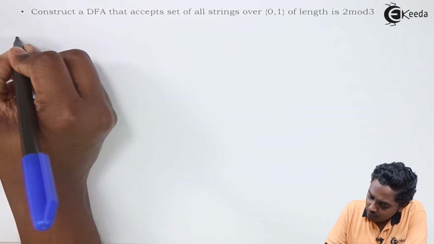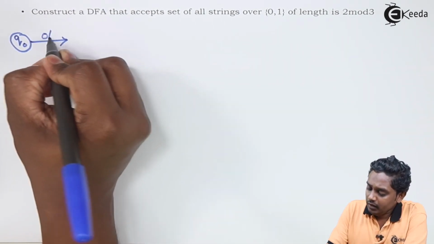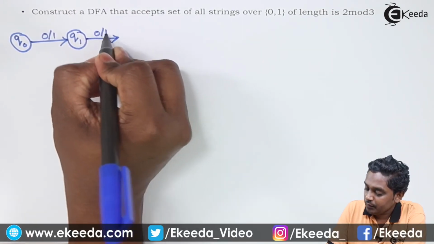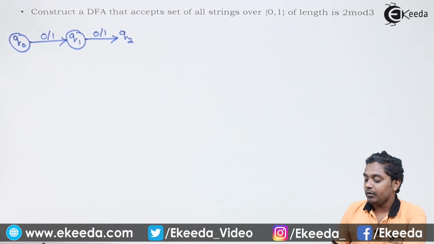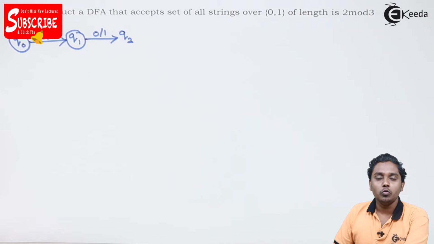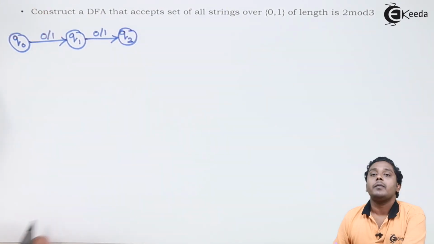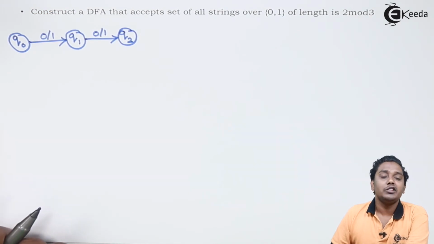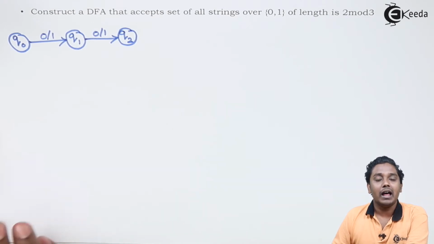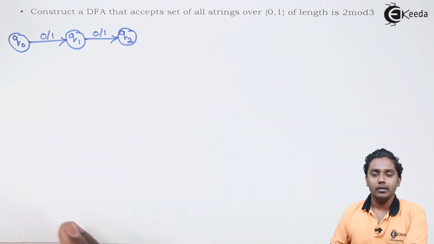Initial state Q0 again, having a transition to Q1. Let's have one more transition to Q2. We have to accept exactly those strings which have length with modulus 2 with respect to 3. The smallest string accepted has a length 2, either 0, 0, 0, 1, 1, 0 or 1, 1. And then the next one will have plus 3, because it is modulus 2 with respect to 3.